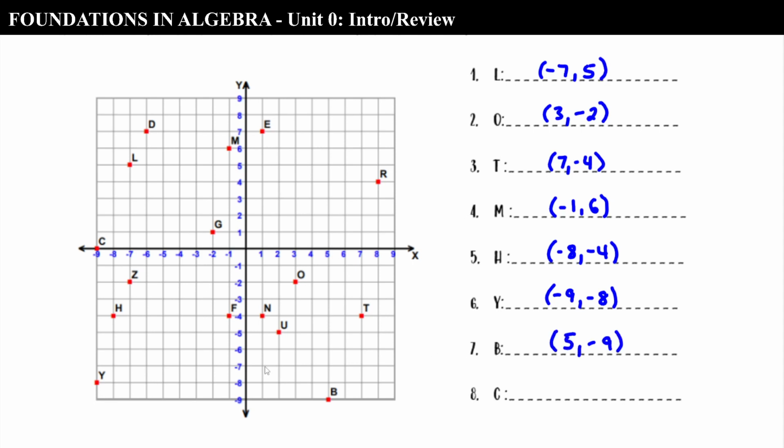And C, where is C? There's C. C is on the x-axis, so we go back to -9, but we don't go up or down, so that would be 0. If you don't go left or right and you're on the y-axis, then your x-coordinate is 0. If you're on the x-axis, then your y-coordinate is going to be 0. Just going to clean that up a little bit.